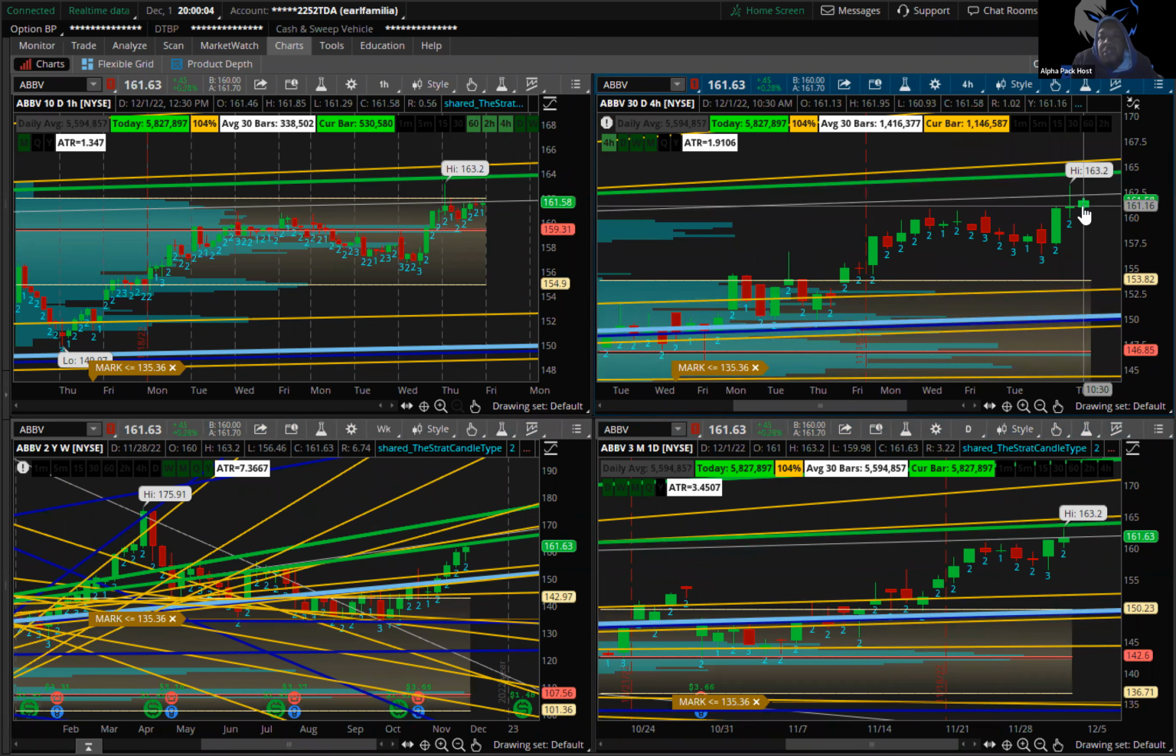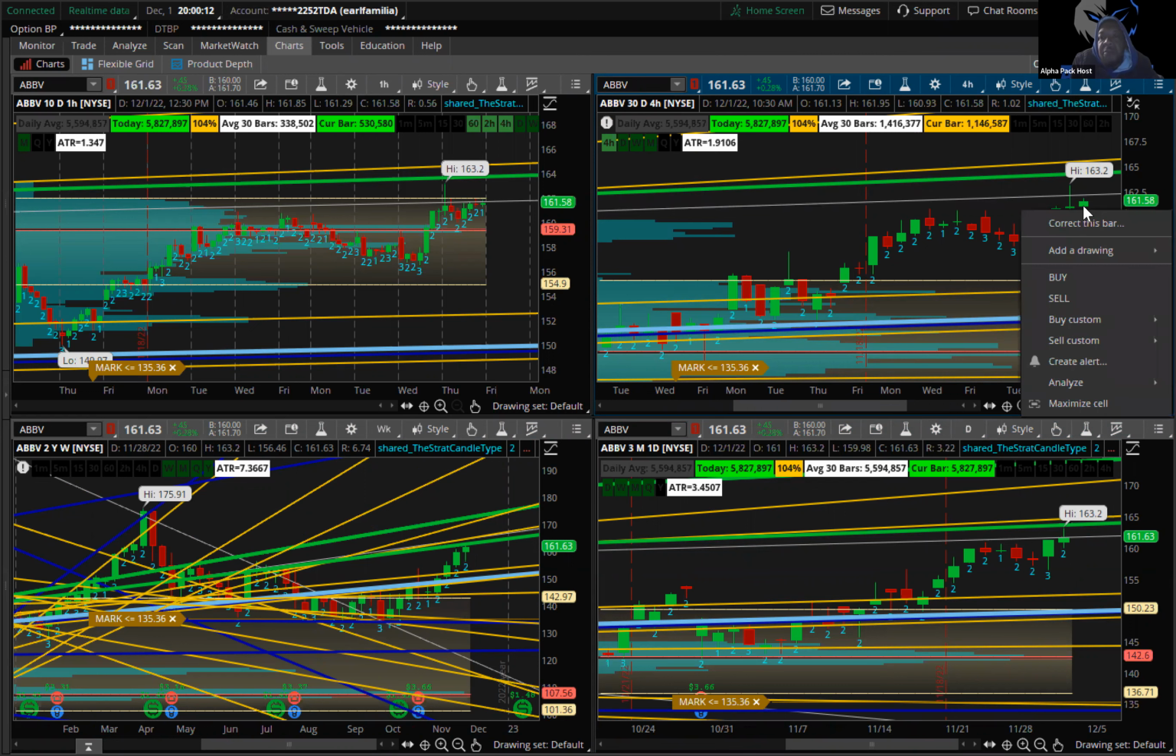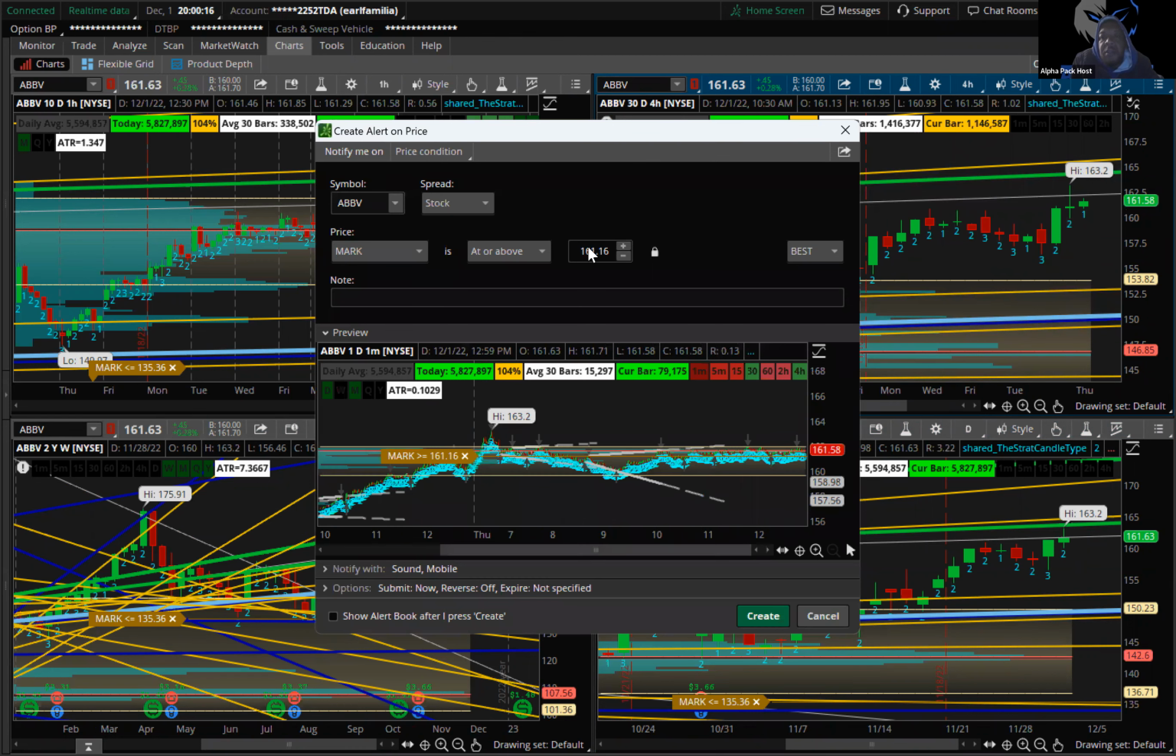We got the 212 here. Looking for an entry above 161.95. Don't look half bad. I'll throw an alert on it.